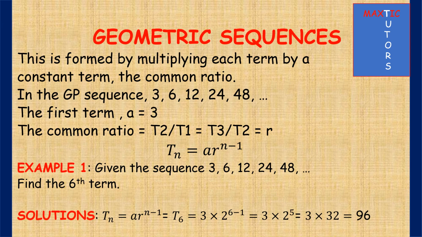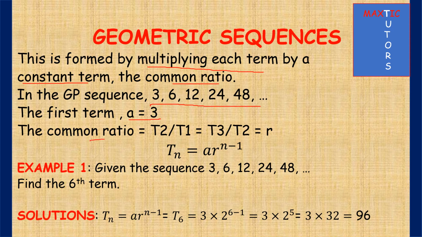Geometric sequence now. This is formed by multiplying each term by a constant term. And the constant term is called the common ratio. For example, if you have this sequence 3, 6, 12, 24, 48, the first term is 3, that is A is 3.